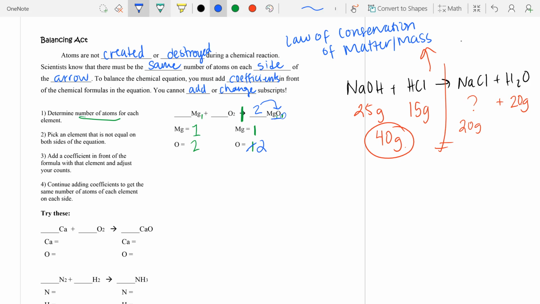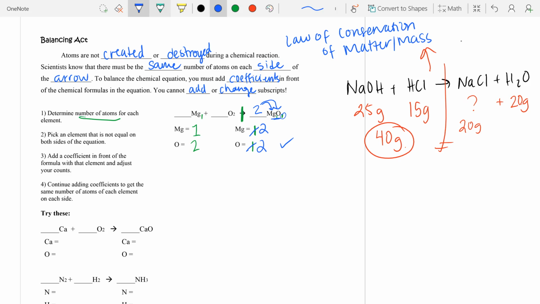But this magnesium and oxygen are bonded together. So what you do to one, you have to do to the other. So 2 times my 1 magnesium is also 2. And so I say, okay, my oxygens are balanced now, but my magnesiums are no longer balanced. So I pick the side that has the lowest amount, and that would be the left side or the reactants.